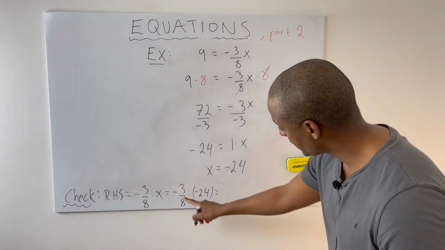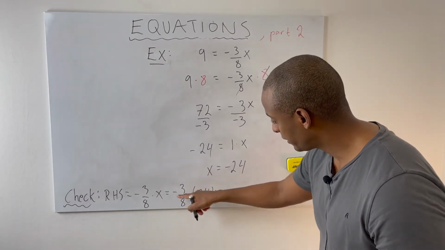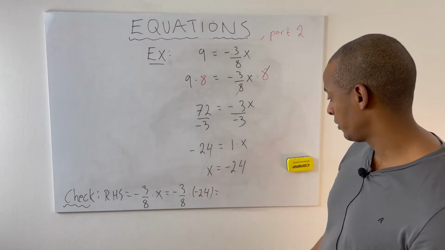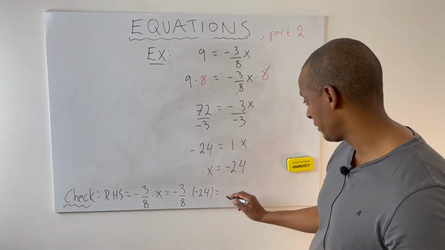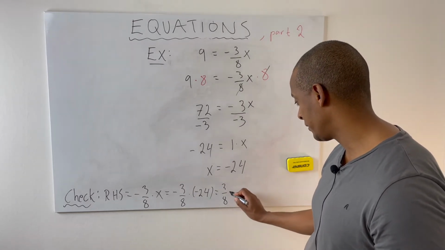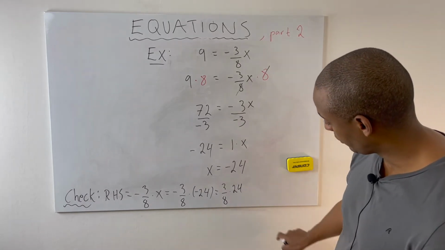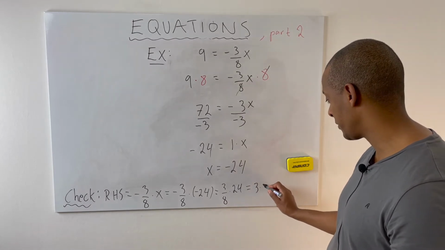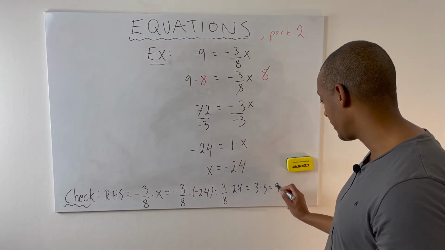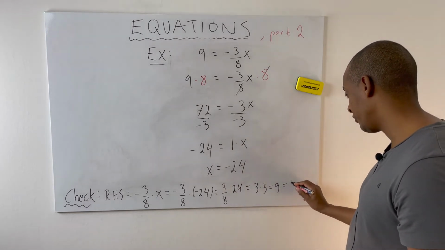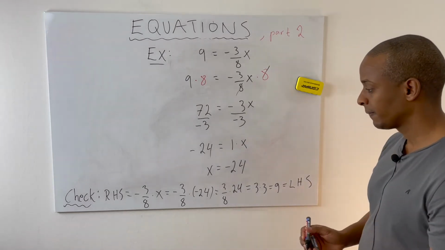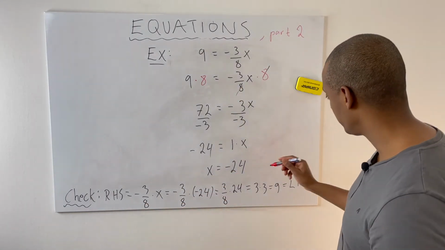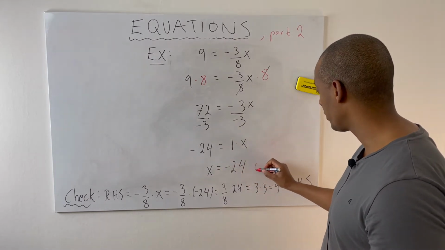So now we have this minus and a minus. Two negative numbers multiplied to each other is a positive number. So they're going to cancel each other out. So we can just write it as 3 divided by 8 times 24. But here we have 24 over 8. That's equal to 3. So we have 3 times 3. That's just 9 at the end of the day. And that's equal to the left-hand side of the equation. So we have that the right-hand side is equal to the left-hand side. So this solution, x equal minus 24, is okay.